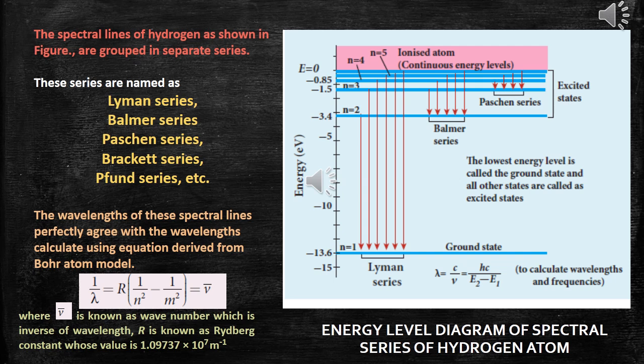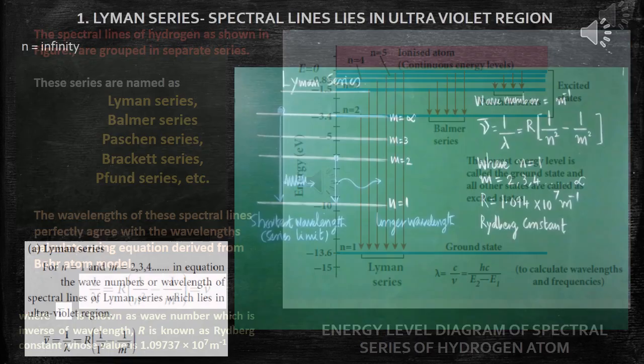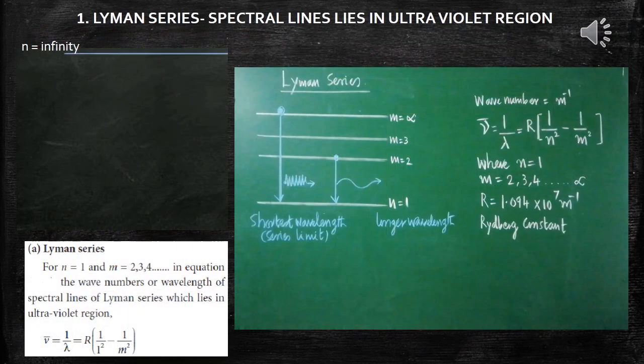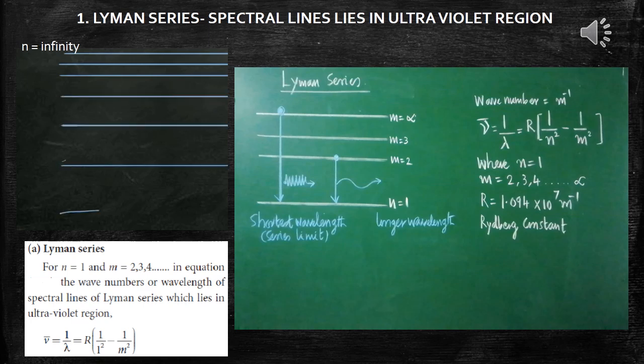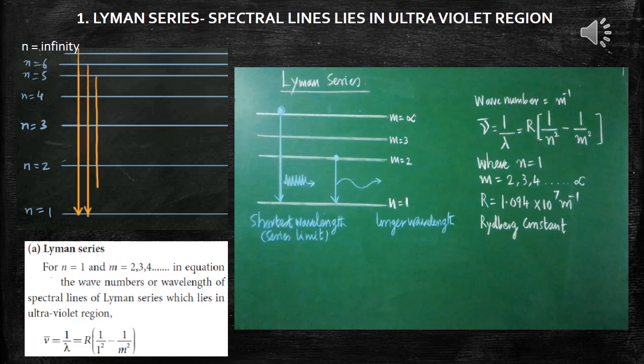In this presentation, we are going to learn about the spectral series of hydrogen atom. When the excited electron in the hydrogen atom jumps from any other outer orbits to the first orbit, these spectral lines are emitted. This group of spectral lines is called Lyman series. These spectral lines lie in the ultraviolet region.